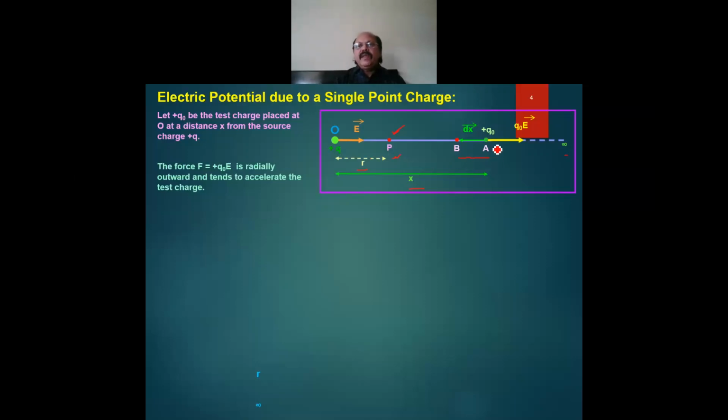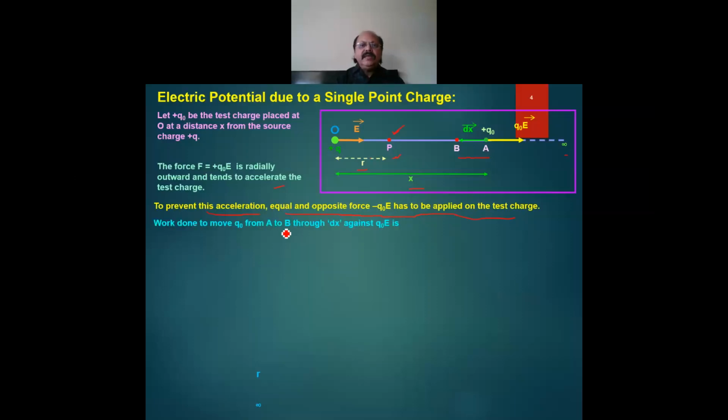First, you know that at point A on plus q naught charge, the force is q naught E. Due to this force q naught E, the charge will get accelerated. But in our definition, it is without accelerating. So for that purpose, an equal and opposite force, minus q naught E, has to be applied on the test charge to prevent this acceleration.